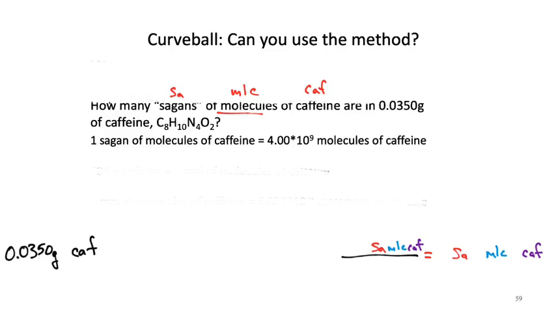Okay? I'm getting this from what? From this expression, right? Is it just the Sagan's and molecules of caffeine? No, it's the Sagan's and molecules of caffeine related to molecules of caffeine. So where does molecules of caffeine show up in this now? It needs to show up in the denominator.